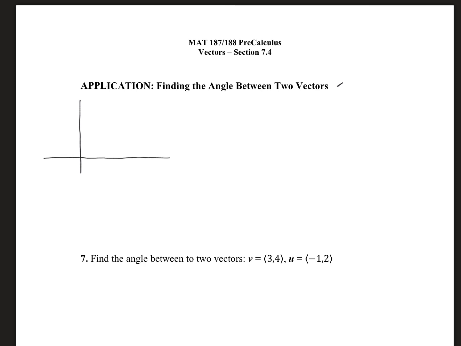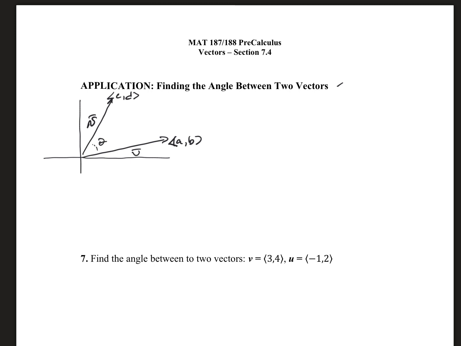And so let's just say we have a vector u, all right? And then we have another vector, the vector v, right? So we've got the vector u has coordinates a, b, and the vector v has coordinates c, d. What we're looking for is that angle right there, right? The angle between the two vectors.